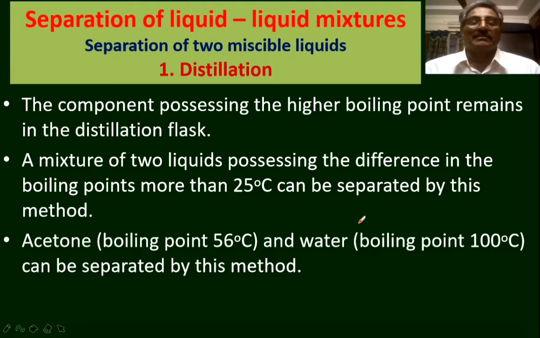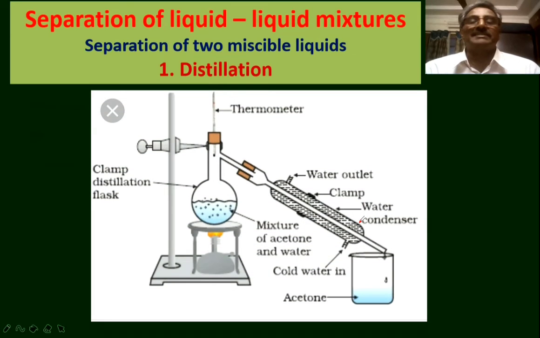Acetone, with boiling point 56 degrees Celsius, and water, with boiling point 100 degrees Celsius, can be separated by this method from their mixture. Acetone and water can be separated from the mixture of acetone and water by distillation. The process of distillation is shown here.